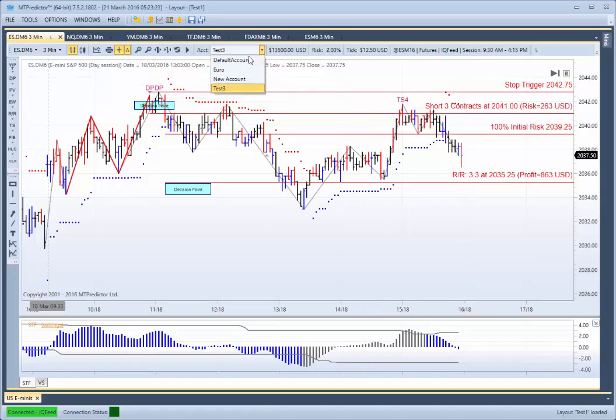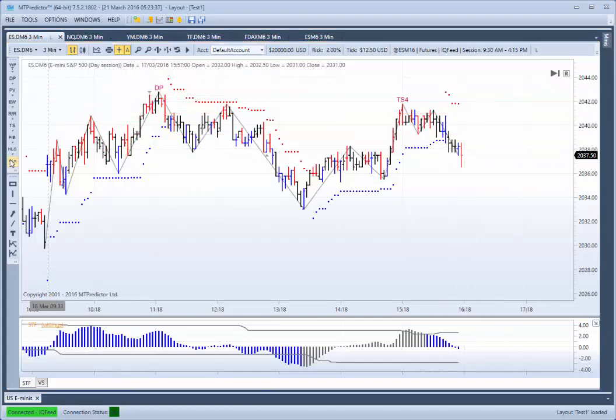Well, actually I'll go back to my default account there, because I was testing that with someone else. On a sample $20,000 account that would have been short 4 contracts, and the loss there would have been 3.3R. But because it was a losing trade, we call that 1 risk unit, or 1R.